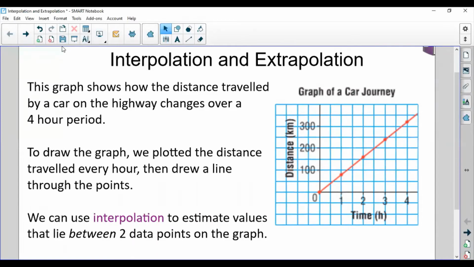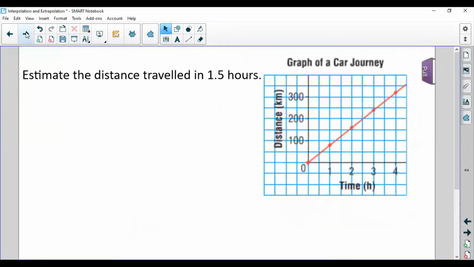This video lesson is on interpolation and extrapolation. This graph shows how the distance traveled by a car on the highway changes over a 4-hour period. To draw the graph, we plotted the distance traveled every hour, then drew a line through the points. We can use interpolation to estimate values that lie between two data points on the graph.